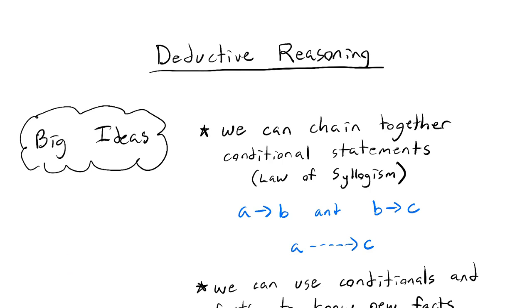Right, let's start putting this logic together. So here's what deductive reasoning is, right? To separate it from inductive, well, I'll get to that. Let's start with big ideas, okay? There's two things in this section. The two things are the law of syllogism, which simply says we can chain together individual conditional statements.